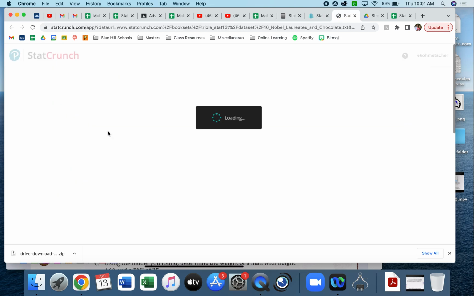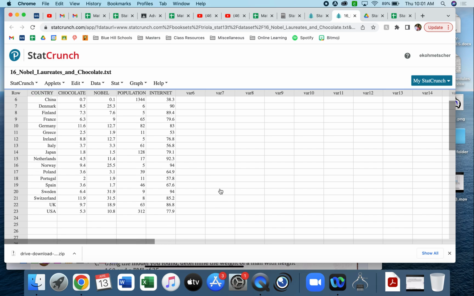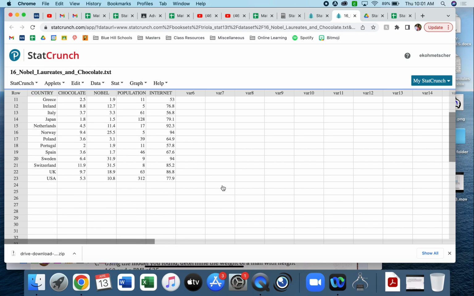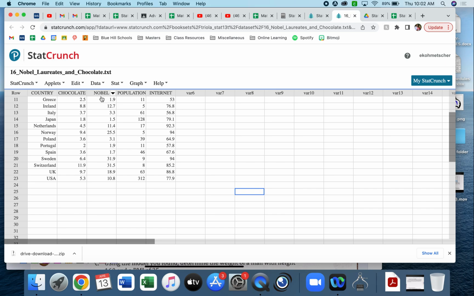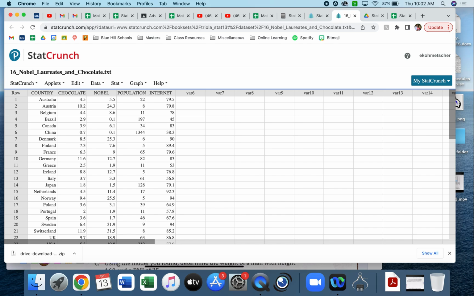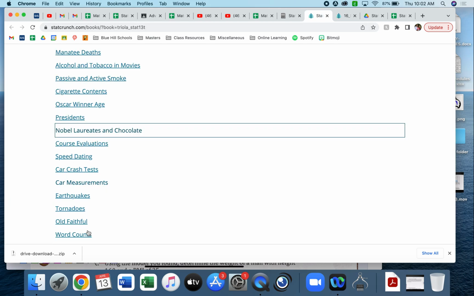I'll click into it, you don't click into it. I'll just show you what it looks like, okay? It will pull up all of the data. There are 23. We were only dealing with 5 pieces of data from this data set, but this has all 23 sets of data that they collected, okay? It has country, the chocolate consumption, the Nobel rate, the population, whatever the internet is used for, maybe their internet speed, I have no idea, but it has all of that random data in here, okay? So this StatCrunch has oodles and oodles of sets of data, okay?